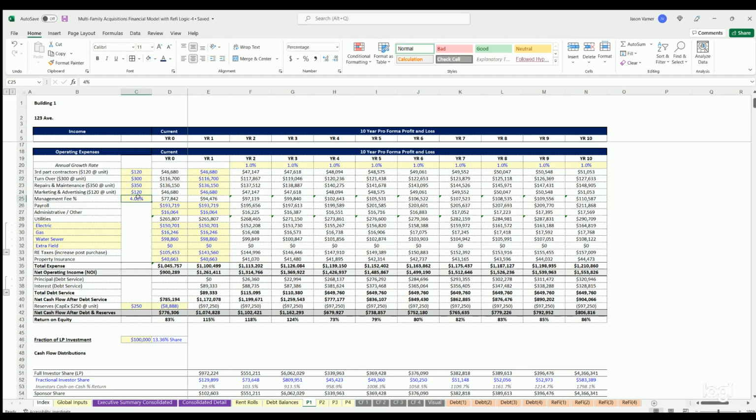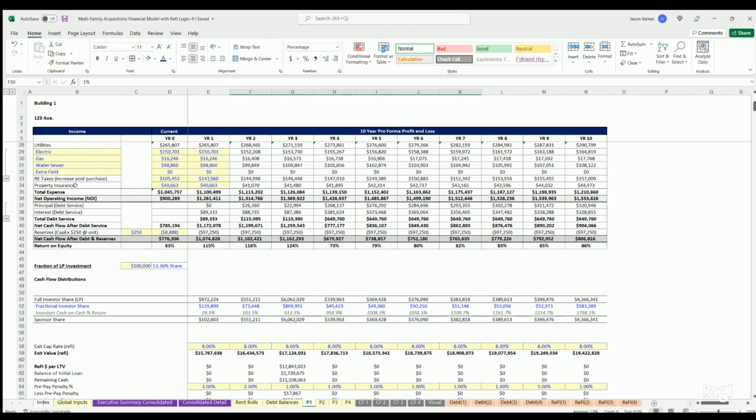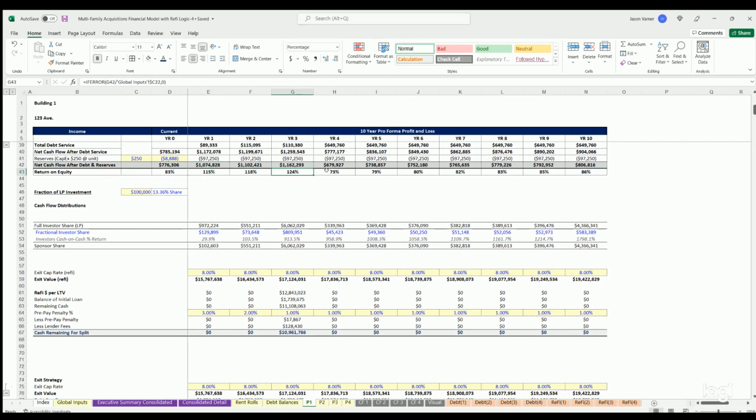You've got a management fee in here. We've got payroll, admin, utilities. Utilities can be defined here, and then this will start to increase by this percentage for all expenses. We've got down here real estate taxes, property insurance, total expenses, net operating income, debt service, total debt service, net cash flow after debt service. Then you've got reserves, net cash flow after debt and reserves, return on equity in each period.